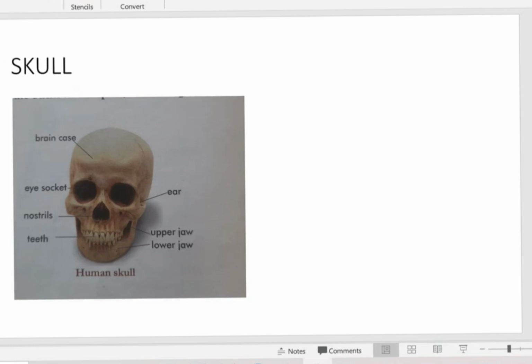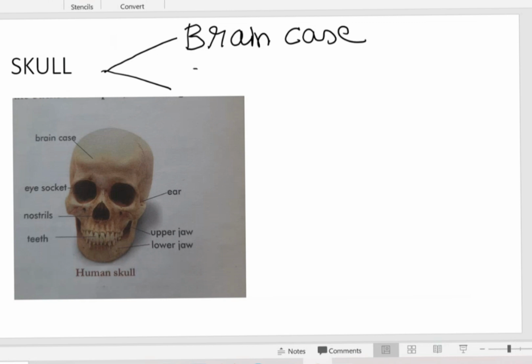Which is the first part we have to discuss? We'll discuss from the top part of your human skeleton. It is the skull. You can see the skull consists of many parts. I am dividing it into two. The first one is the brain case. The second one is the facial bones.